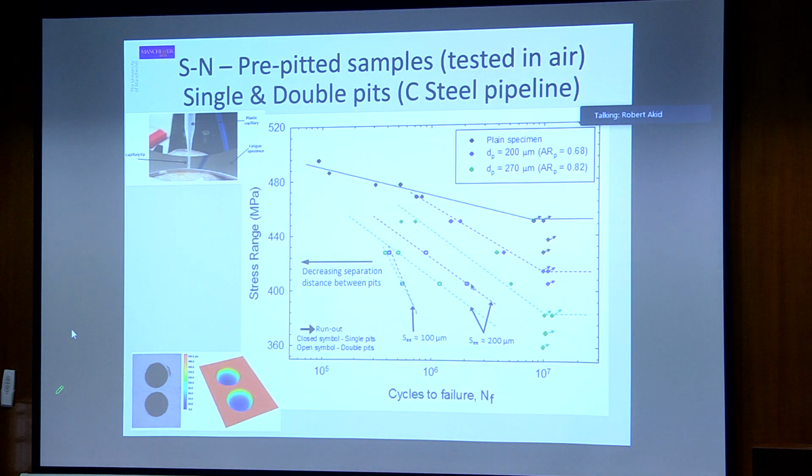And then if we introduce a second pit, which you can see here is an example of two pits that are in close proximity, we see that the fatigue strength decreases further, and if the size of those pits is increased, we get a further decrease. And if the separation distance between the two pits is changed and we bring them closer together, we get a further decrease. So you can see here that fatigue strength is very much dependent upon not just the size of the pit, but the proximity of any other pits to it.